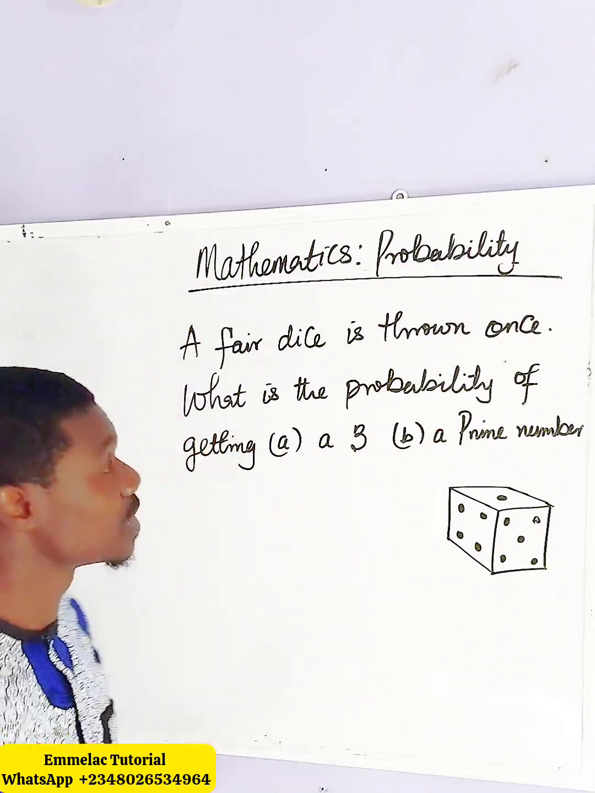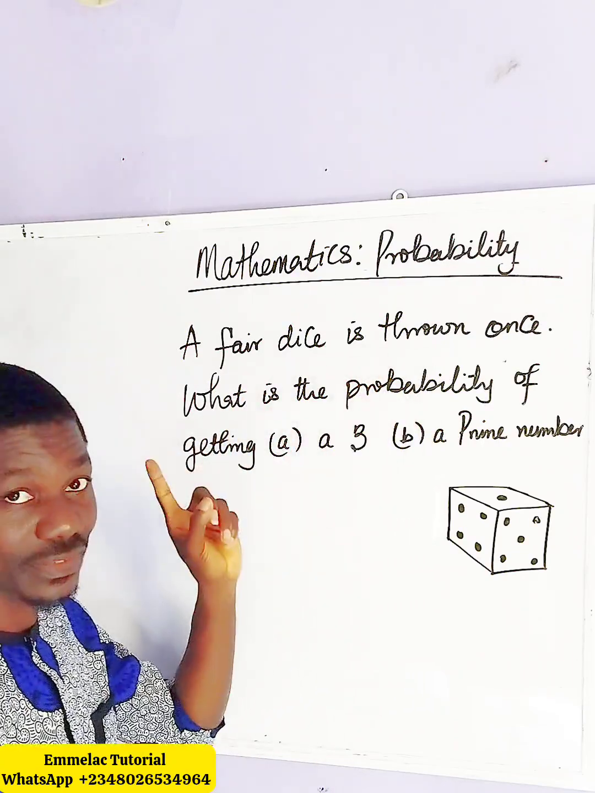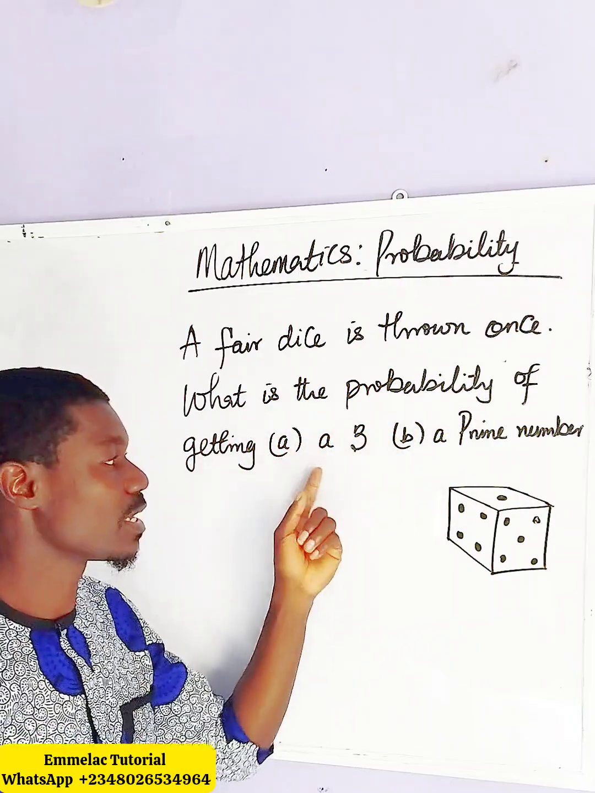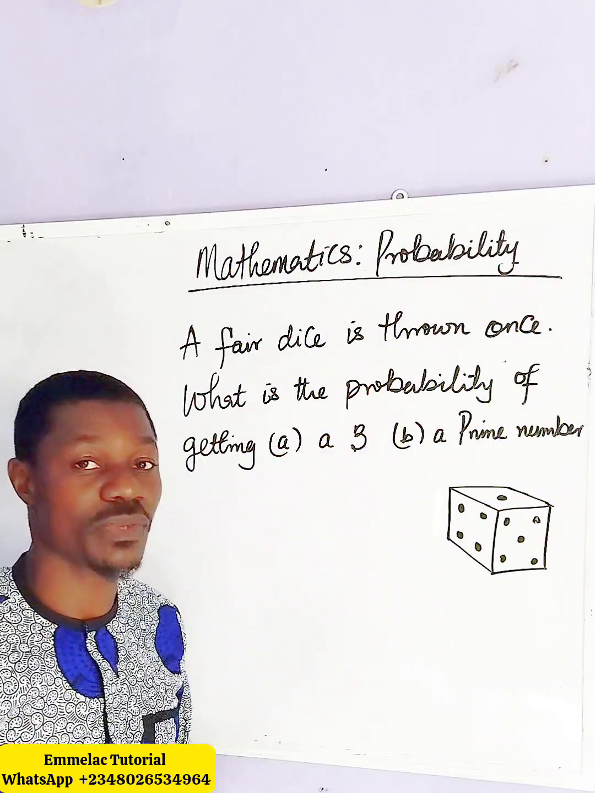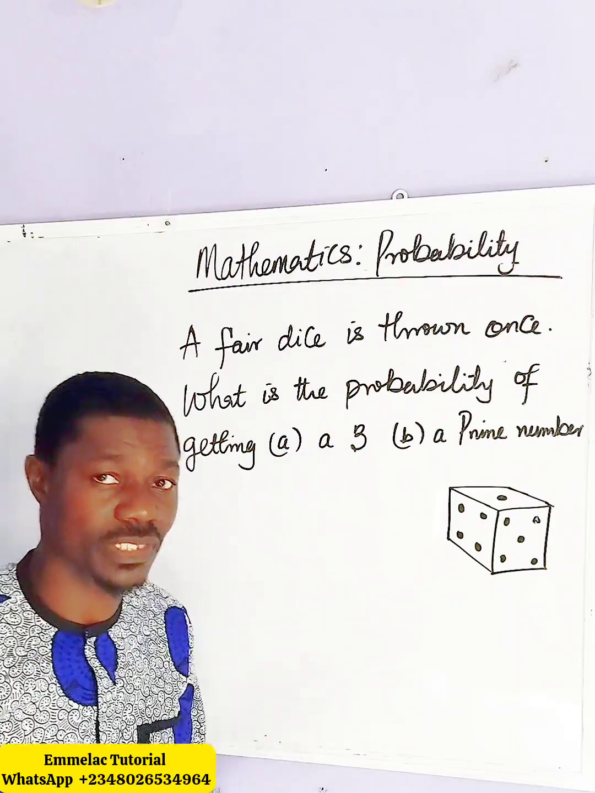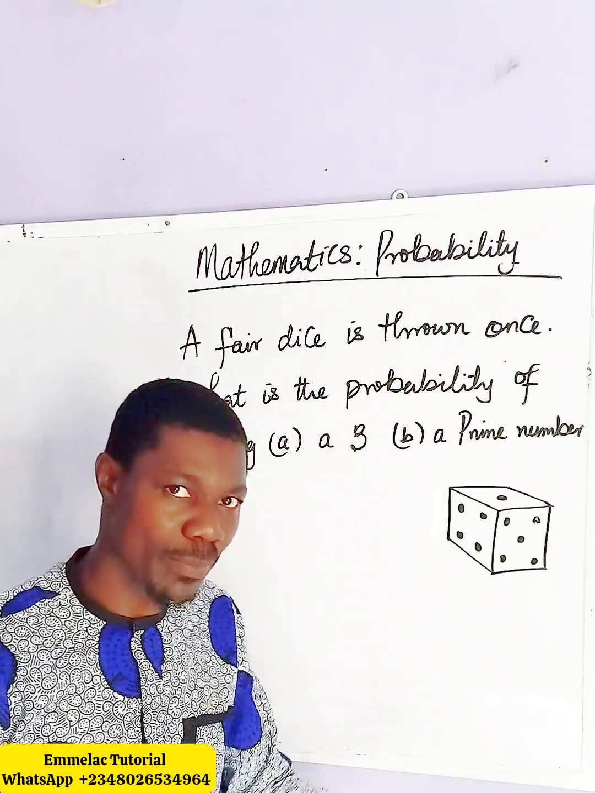Now before us is this question in probability: a fair die is thrown once. What is the probability of getting A, a 3, and B, a prime number? First of all, what is probability? Probability is the chance that an event will happen.